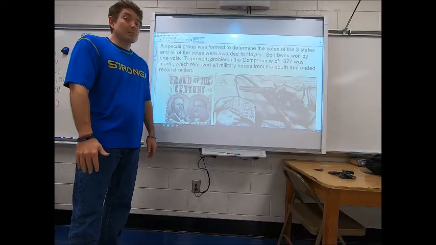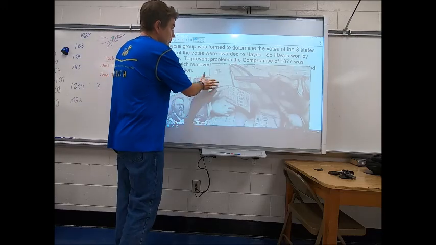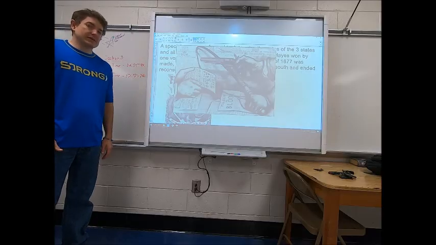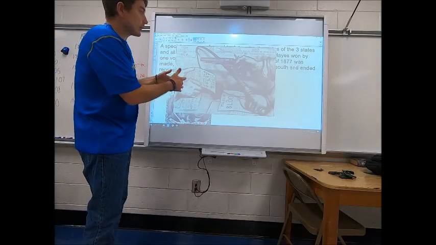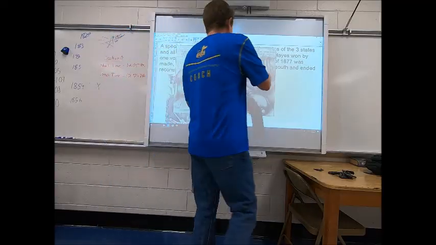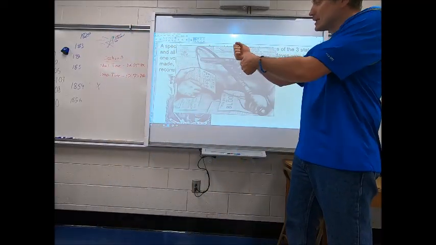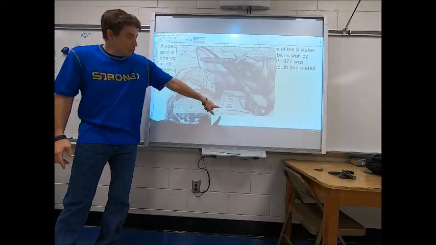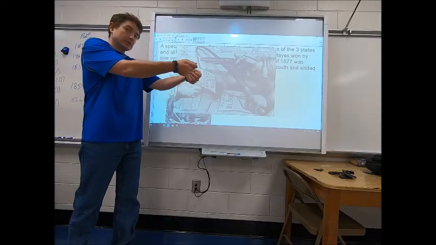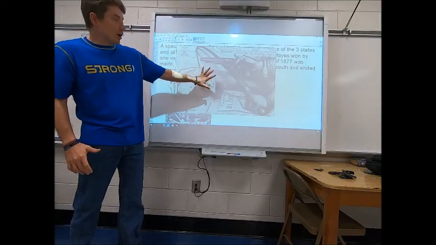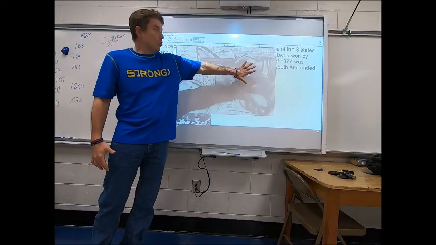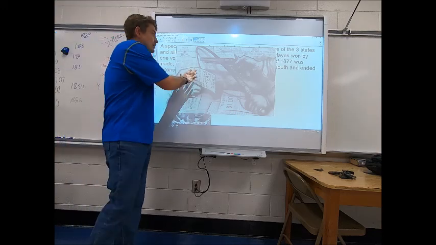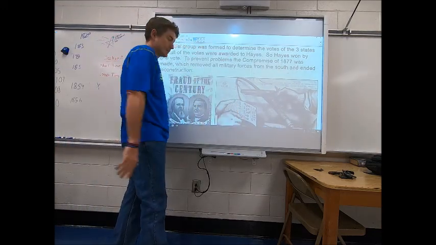To prevent problems, the Compromise of 1877 was made. This political cartoon right here shows what happens with the Compromise of 1877. What these guys are doing right here is they are trading. This guy has a gun, he has a whip. He is handing it over in return for the protests, Tilden or blood. So the South is giving up on Tilden, while the North is handing guns and a whip to the South.